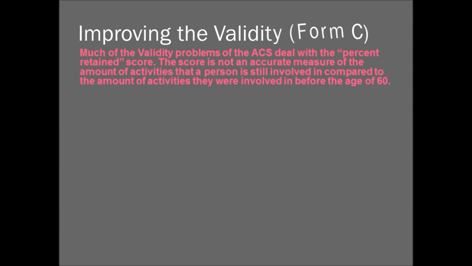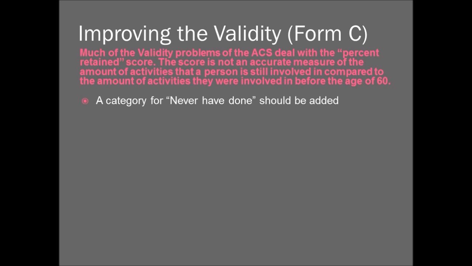Improving the validity of the activity card sort. Much of the validity problems of the ACS deal with the percent retained score. The score is not an accurate measure of the amount of activities that a person is still involved in compared to the amount of activities they were involved in before the age of 60.